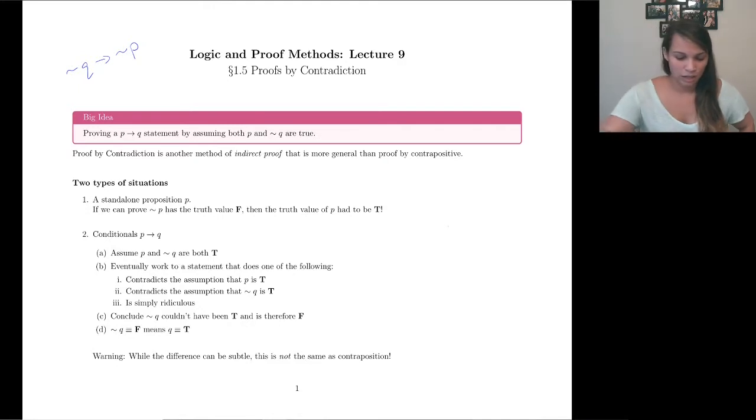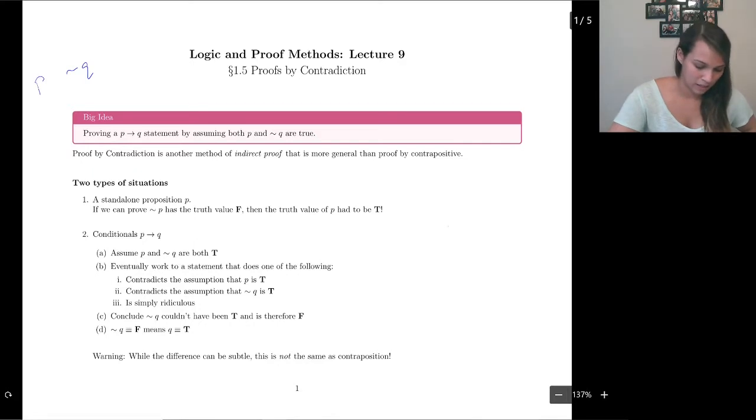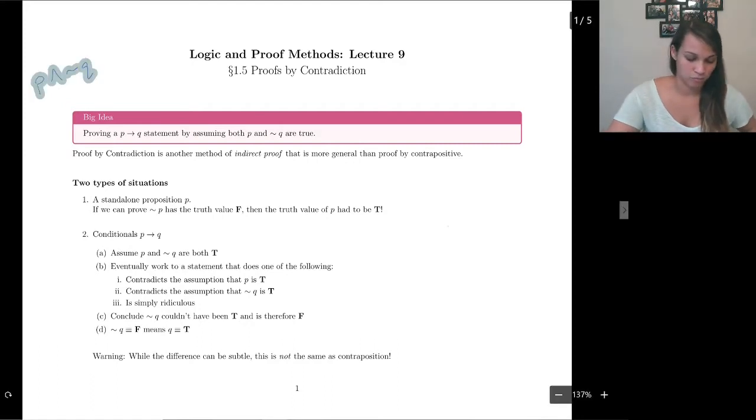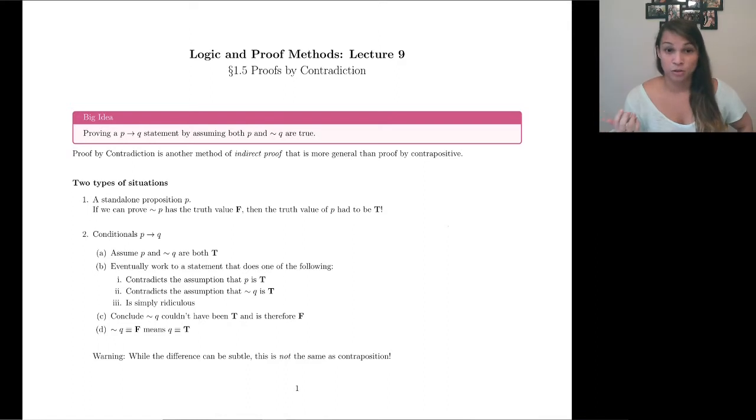And so what contradiction does is it says, well, I'm going to say that P and not Q is true and then work down to something that is ridiculous for some reason. So two types of situations where this is going to pop up. Number one, you've got a standalone proposition. Your book proved square root of 2 is irrational. You can't use contraposition on that because there is no if-then statement. There is no contraposition. What do? We already covered that we hate dealing with irrationals.